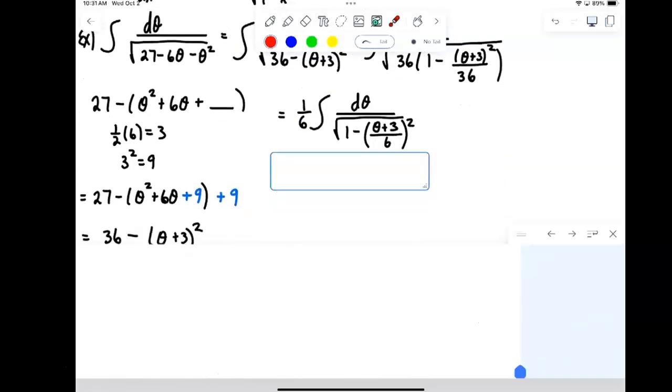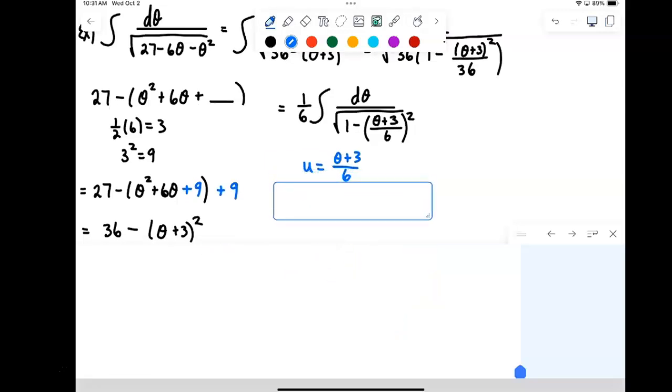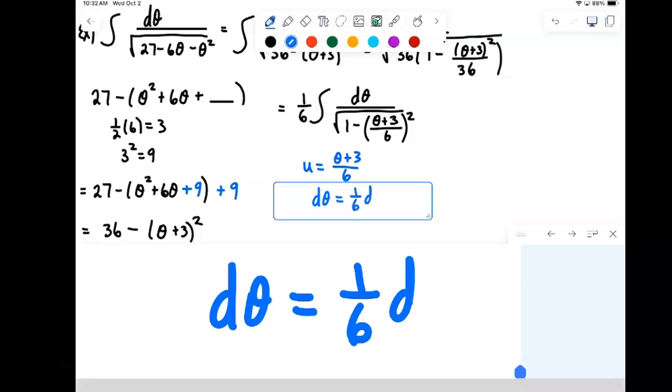All right, I can let u be theta plus 3 over 6, and then I differentiate. 3 over 6 is just 1/2, that's derivative 0. Theta over 6 would be 1/6 d theta. So I need a 1/6 to go with the d theta.